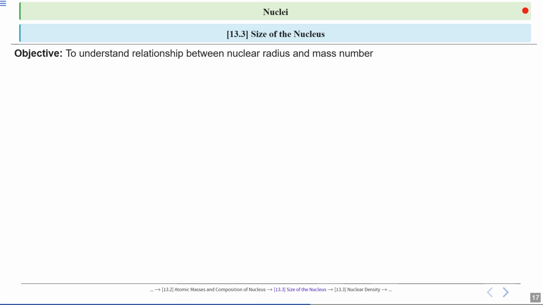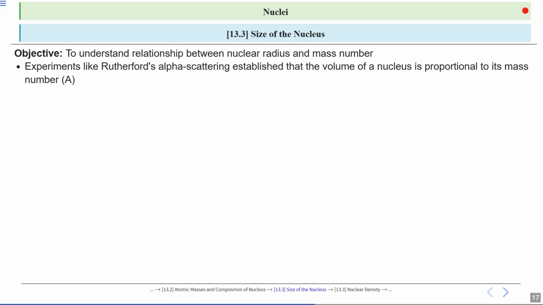So our objective here is to understand how the size of the nucleus relates to its mass number, which we call A. The mass number is simply the total number of protons and neutrons in the nucleus. Let's look at what experiments have shown us. Rutherford's famous alpha particle scattering experiment revealed that the nucleus is extremely small compared to the atom, but its volume increases as we add more protons and neutrons. In fact, the volume of a nucleus is directly proportional to its mass number A. So as A increases, the nucleus gets bigger.